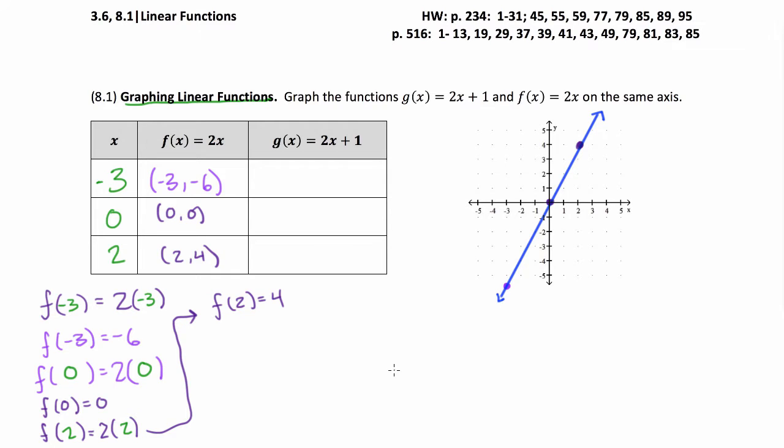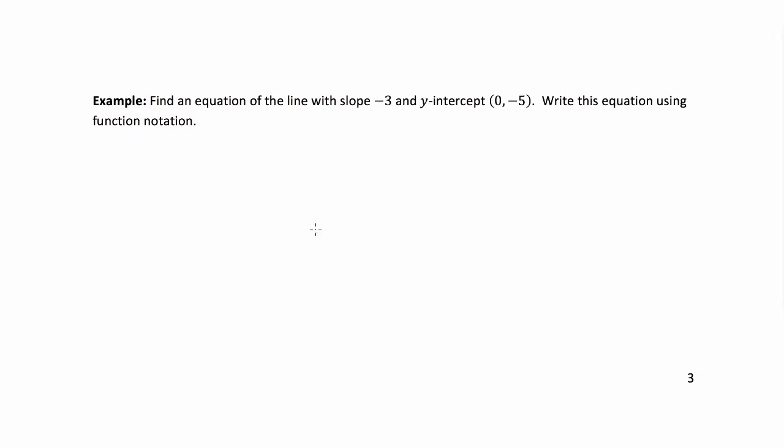And I'm going to talk a little bit about this next problem here. Okay, find an equation of the line with slope -3 and y-intercept of (0, -5). Write this equation using function notation. A lot of these problems are going to be just like problems earlier in chapter 3. So here I have m, my slope, is -3, m equals -3. And now this is exciting because sometimes they give me a second point and it's not very helpful, or I have to use point-slope. But this is the y-intercept, and since it is the y-intercept, that means this is my b.